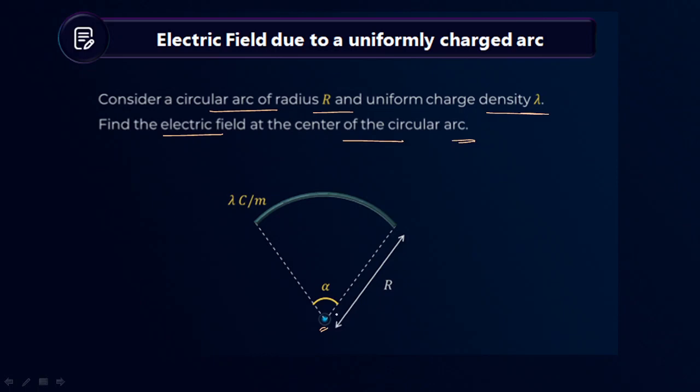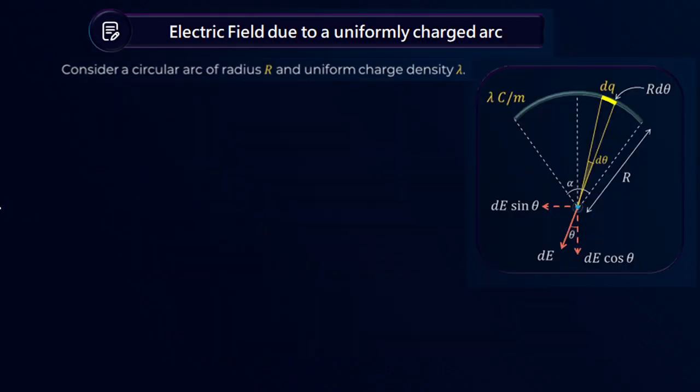So at this center we want to find the electric field. Sometimes instead of lambda they will give Q, so we can write lambda equals Q upon r alpha, or in terms of lambda we can write it directly. So let us see how to find it. We consider a circular arc of radius r and uniform charge density lambda. Since we have a continuous charge body, we have to take one small element, and due to that element we find the electric field.